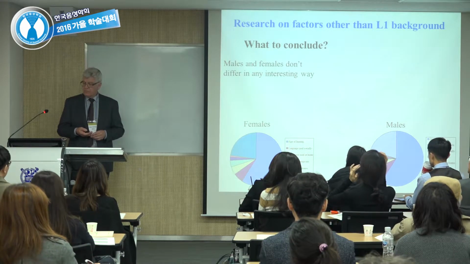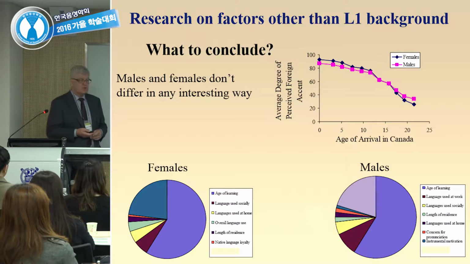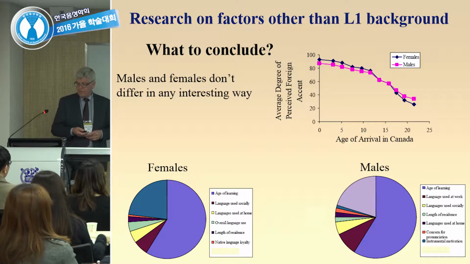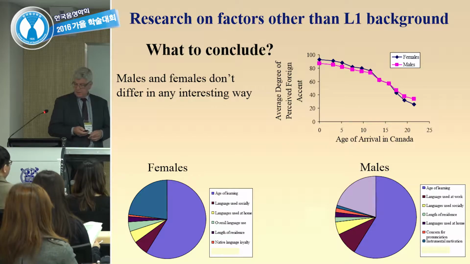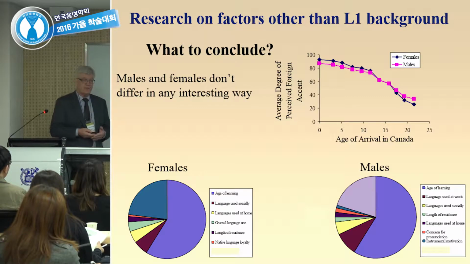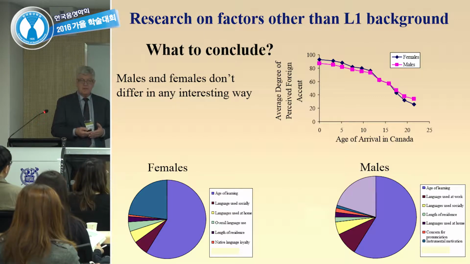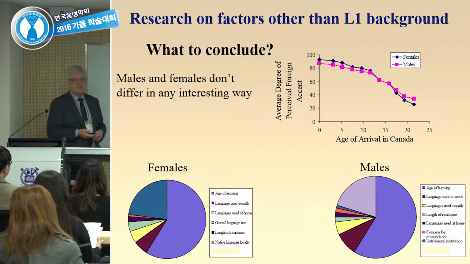males and females don't differ in any interesting way. The curve that you saw before for age of arrival by degree of foreign accent is now shown only for the females, and here you see it for the males. The difference is significant because it has a lot of statistical power, but not everything that is statistically significant is really worth writing home about, as you can see. Basically, the curve is a little bit steeper for females, meaning that girls are better than boys and women are better than men, but does it really make a difference? It doesn't really make a difference.